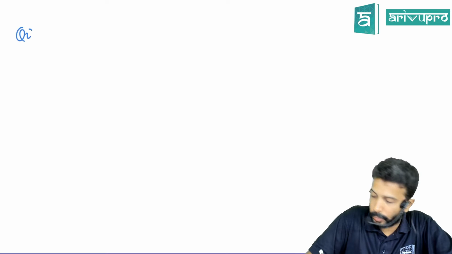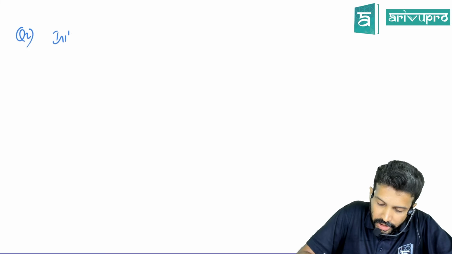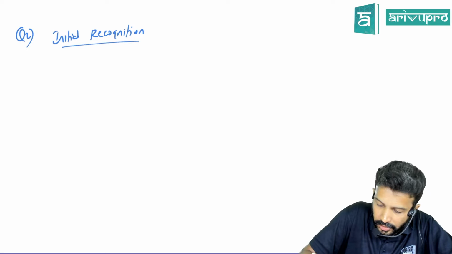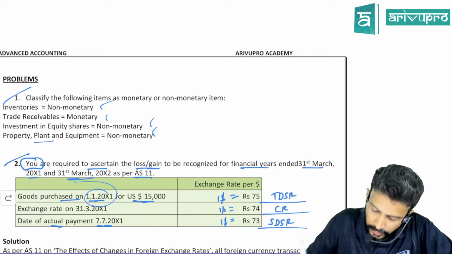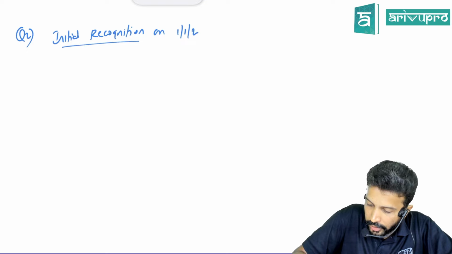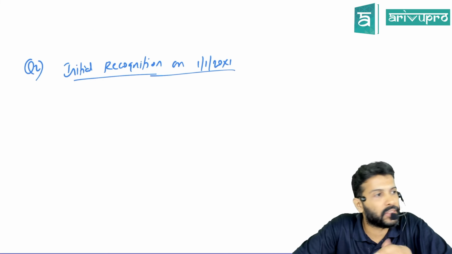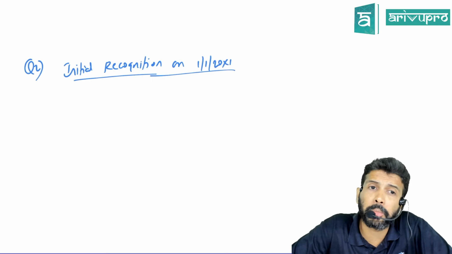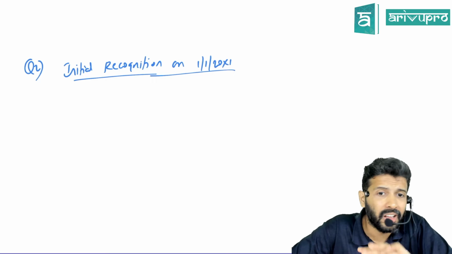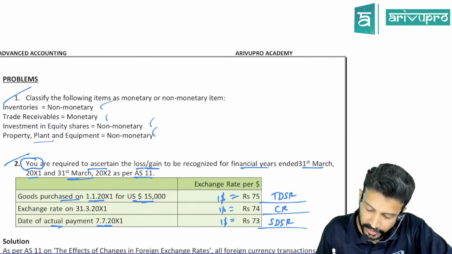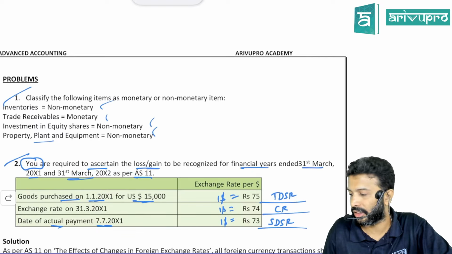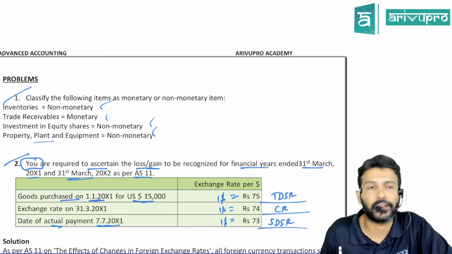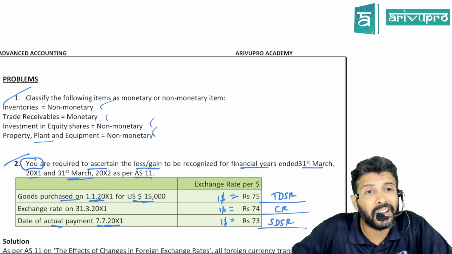Okay. Question number 2. Initial recognition. When will you initially recognize? When did you purchase? 1st January 20X1. Initially, all foreign currency transactions, be it monetary or non-monetary, are recorded at what rate? Transaction date spot rate. What sort of transaction did you do over here? You purchased the goods, and is it in Indian rupees or dollar value? Dollar value. And are you settling immediately or much later? So obviously it's a case of credit purchase.